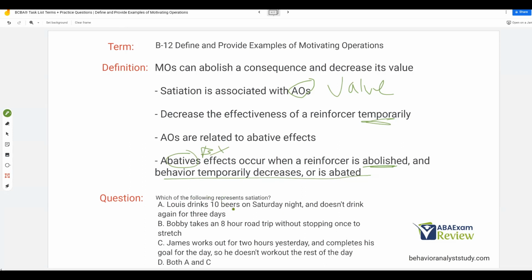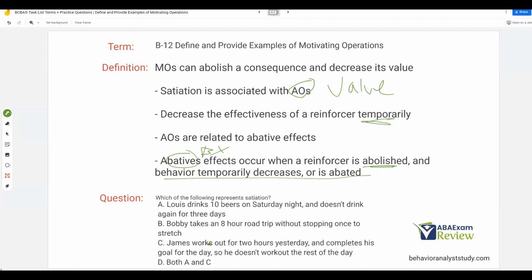Which of the following represents satiation? So getting too much. A, Lewis drinks 10 beers on Saturday night and doesn't drink again for 3 days. Sure, Lewis is satiated on beer. B, Bobby takes an 8-hour road trip without stopping once to stretch. Well, Bobby's deprived of stretching, not satiated.